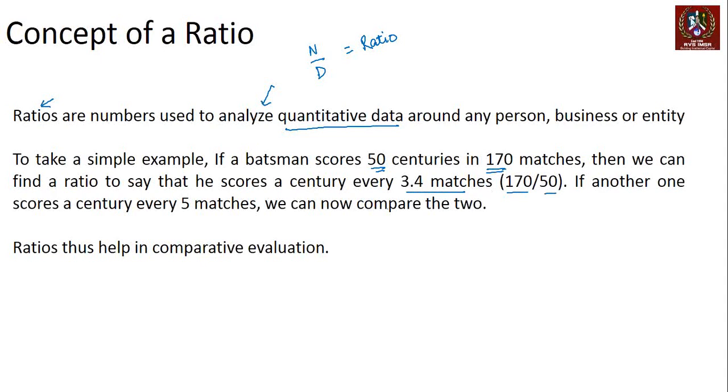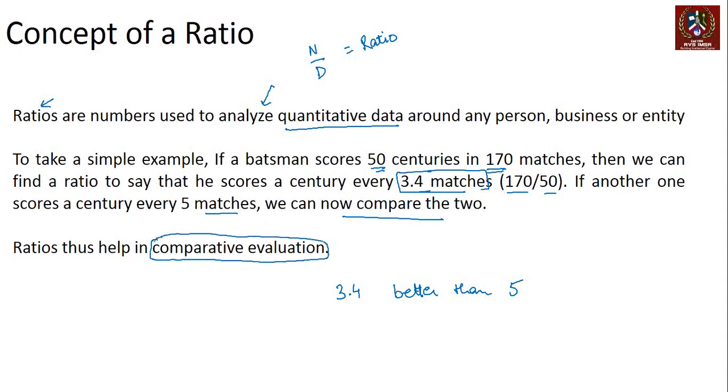If now we look at another batsman who has a century every 5 matches, we can compare the two and say that 3.4 matches per century is better than 5 matches per century, right? 3.4 matches per century is better because you're scoring more number of centuries playing lesser number of matches, right? More hundreds playing lesser number of matches. Ratios thus help us in comparative evaluation. What is the key here is comparative evaluation.